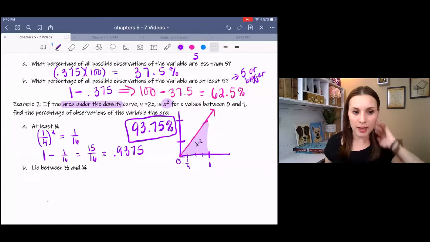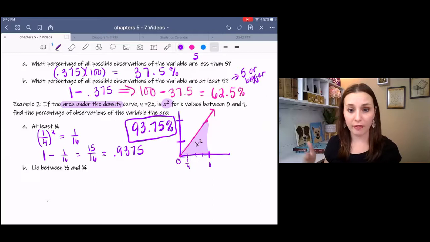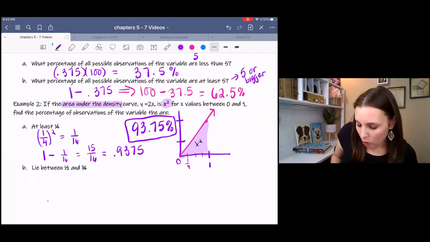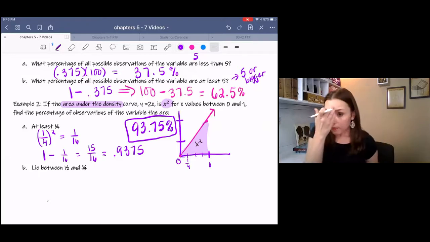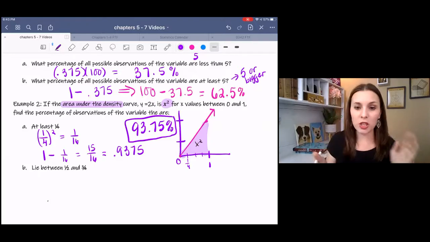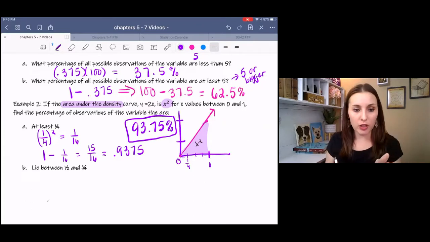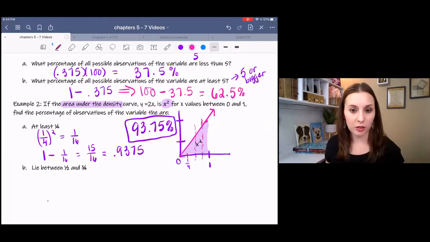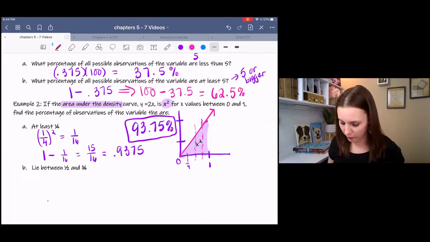Then if we want to find the percentage of observations that lie between a half and 3/4, then you're going to find the percentage for a half and the percentage for a 3/4, and you're going to subtract those two. So we're looking for kind of this space right here in the dotted area. My picture's getting messy, but you get my drift.